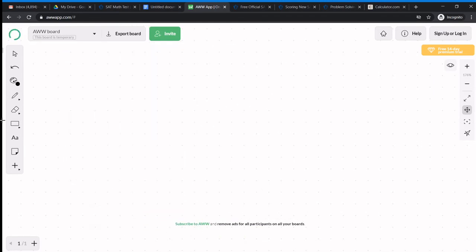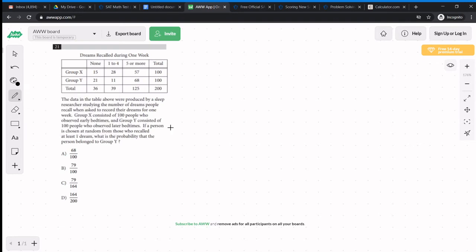Here we go. Alright. The data in the table above were produced by a sleep researcher studying the number of dreams people recall when asked to record their dreams for 1 week. Group X consisted of 100 people who observed early bedtimes. Group Y observed later bedtimes. If a person is chosen at random from those who recalled at least one dream, what is the probability that the person belonged to group Y?